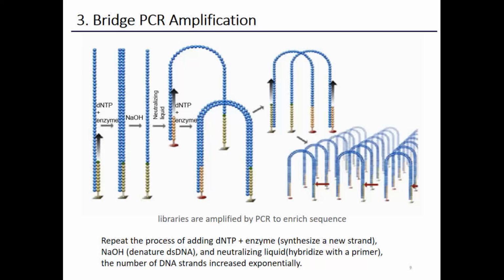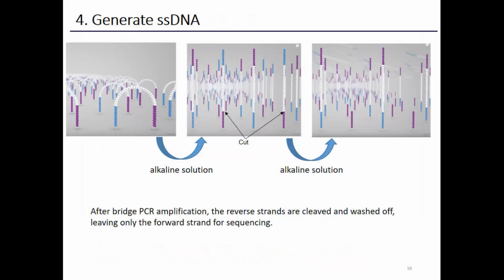Then add a neutralizing solution to hybridize the DNA with the new primer, and add the dNTP and enzyme again. Repeat the whole process again, and the number of DNA strands will increase exponentially. This is the bridge PCR amplification. After bridge PCR amplification, the reverse strands are cleaved at the primer 1 position and washed off, leaving only the forward strand for sequencing, or the forward strands are cleaved at the primer 2 location and washed away, leaving only the reverse strand for sequencing.